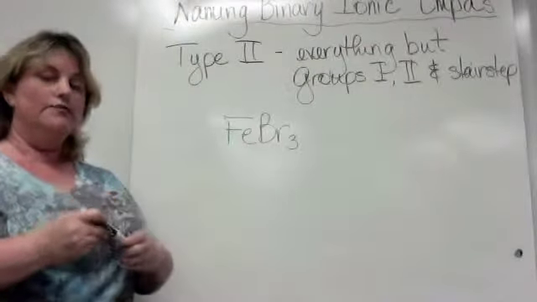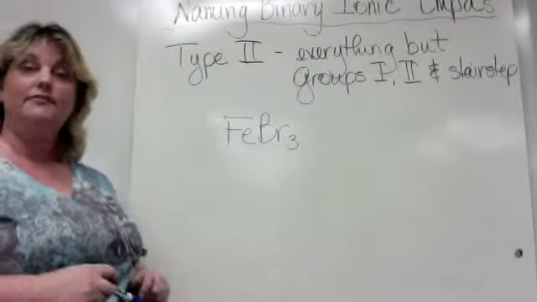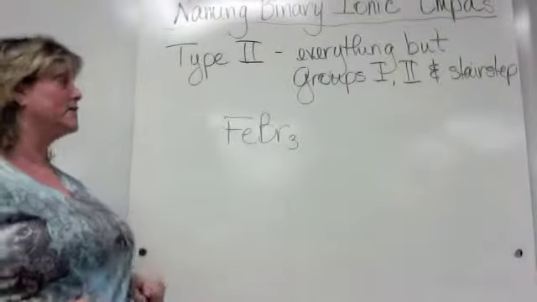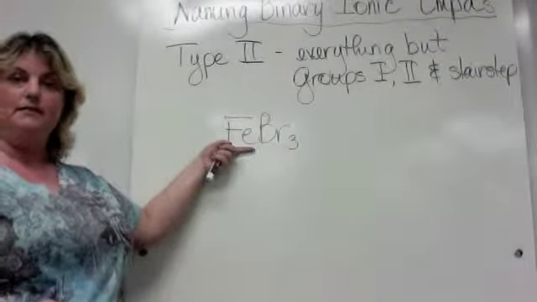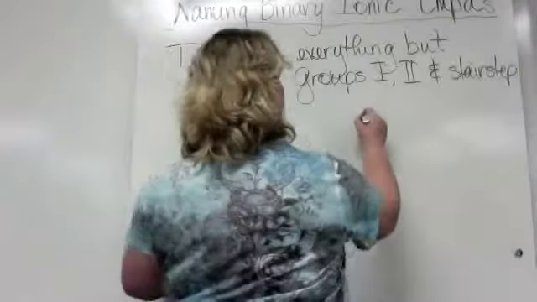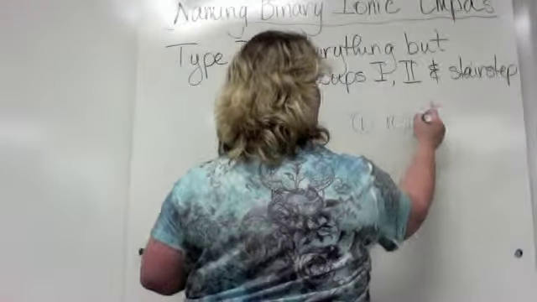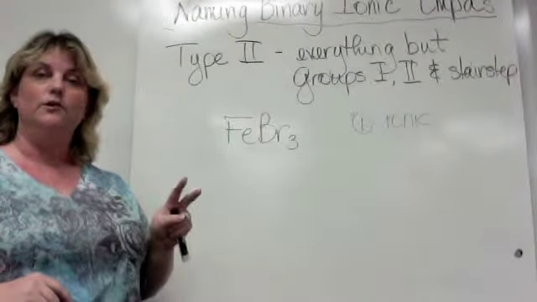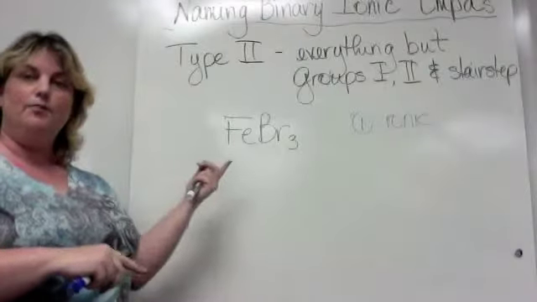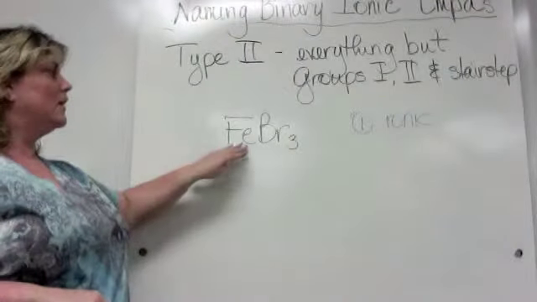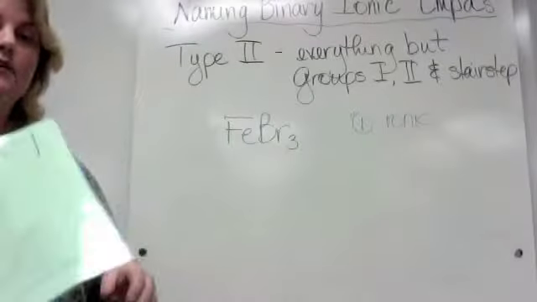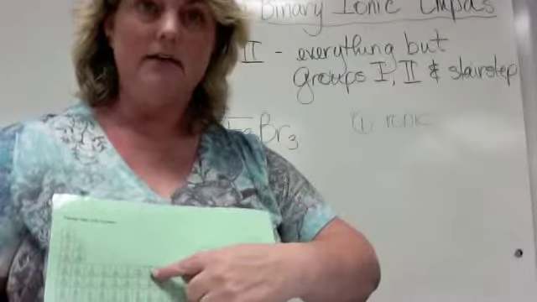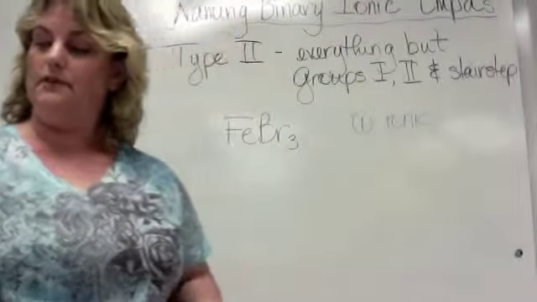FeBr3. You've got those two questions that you still have to ask yourself. Question number 1, is it an ionic or a covalent compound? Well, iron is a metal, therefore this is an ionic compound. And then because it's ionic, we have to ask ourselves question number 2. Does it contain a type 1 or a type 2 metal? Well, iron is not in group 1, group 2, or in the stair step. It's right up here. That means this is a type 2 metal.